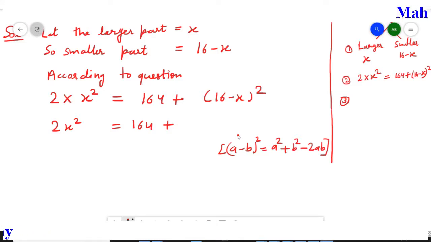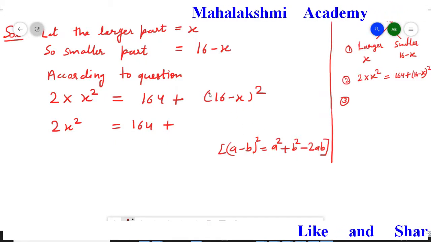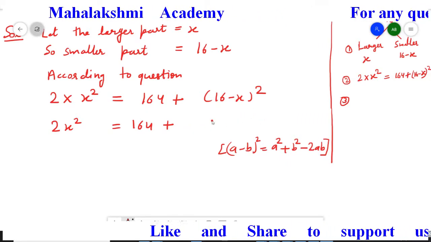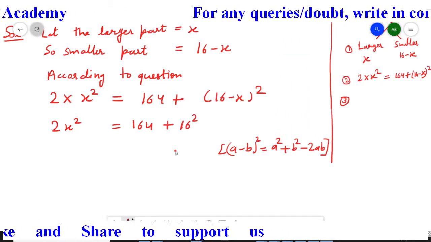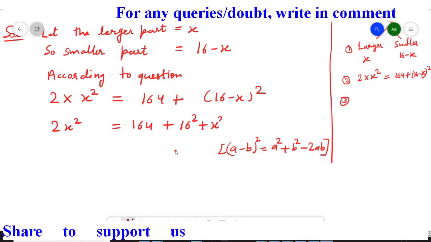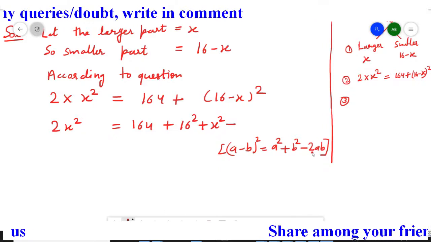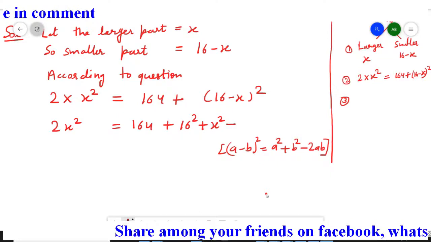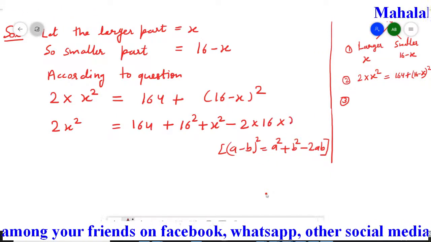So a square means, what you have instead of a is 16 and instead of b we have x. So a square means 16 square, then plus b square means plus x square. So we will write here a square plus b square's value, that is 16 square plus b square means x square, then minus. Now next third term is what? Minus 2ab. Minus 2ab means 2 into a into b. So we'll write that here. So we are going to get here 2 multiplied by 16 and multiplied by x.